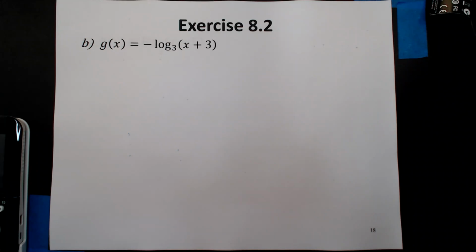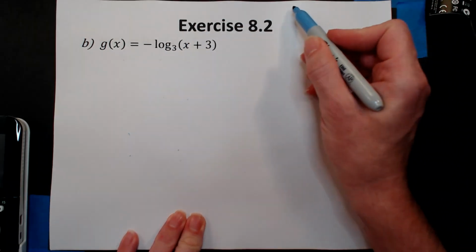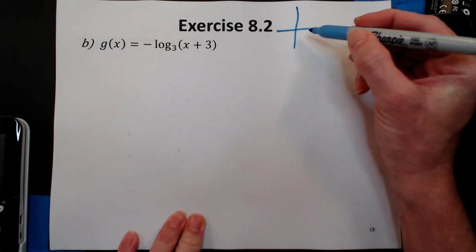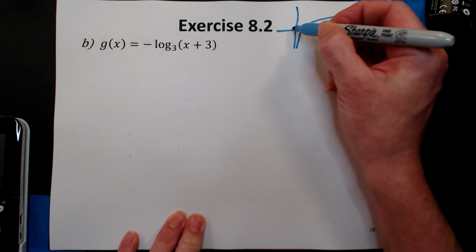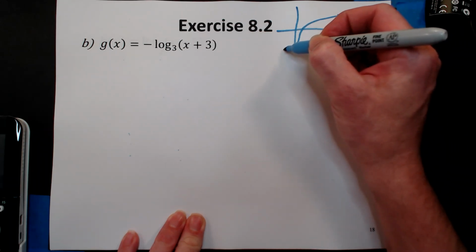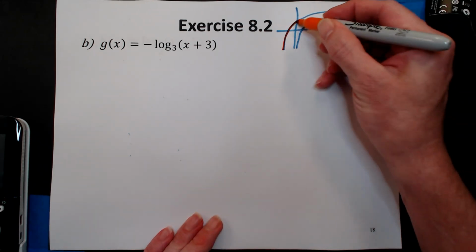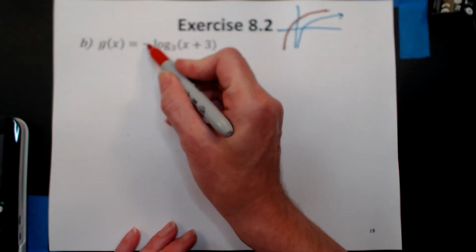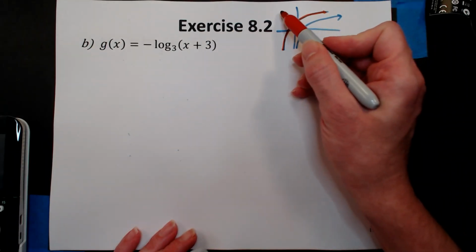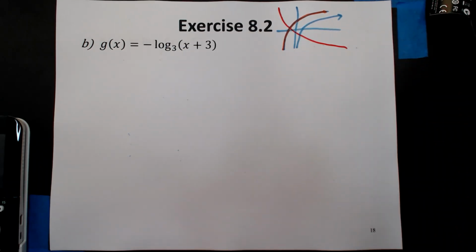So next, very similar, we have log base 3 here. So our basic function is going to look like this once again. Then I'm going to add 3 to it, so it's going to move it back 3 units. And then, let me do that in a different color. It's going to be back 3 units, and then I'm going to reflect it across the x-axis. So that actually is going to make it look like this. So that's what the graph is going to look like. That's just a rough sketch.